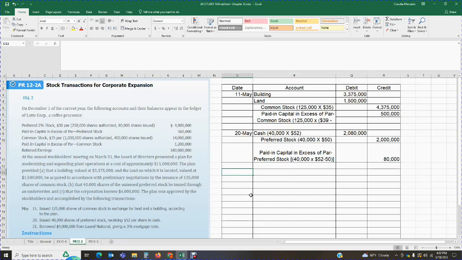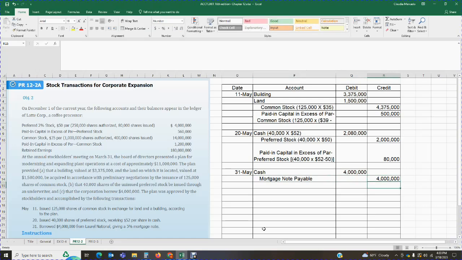On the 31st, we borrowed $4 million from Laurel National, giving a 5% mortgage note. What did we receive when we got this mortgage? We received cash of $4 million in return for a mortgage note. So we're going to have a mortgage note payable of $4 million.